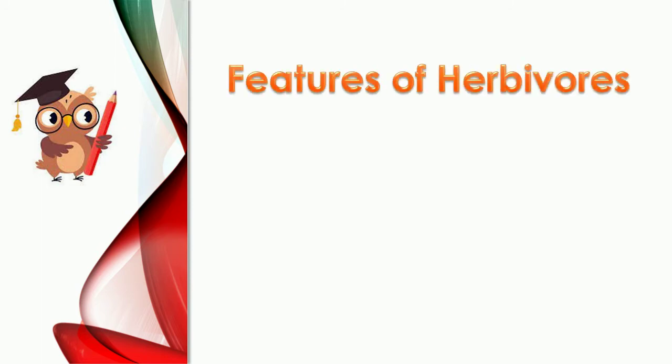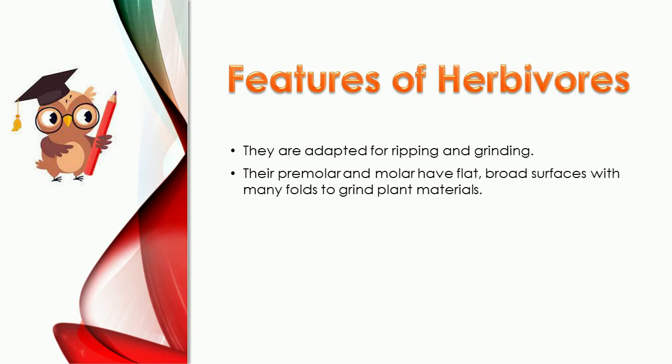Features of herbivores. They are adapted for ripping as well as grinding. Their premolar and molar have flat, broad surfaces with many folds to grind plant materials. They have sharp incisors to bite off plants.